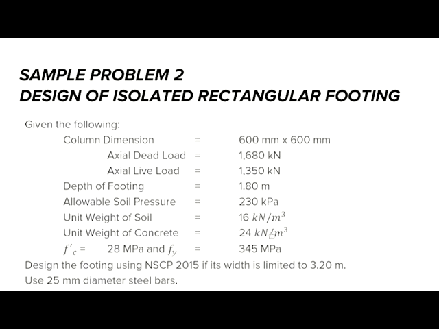Unit weight of concrete is 24 kilonewton per meter cube. F prime of C is 28 megapascal, the 28-day compressive strength of concrete, and the Fy is equal to 345 megapascal. Design the footing using NSCP 2015 if its width is limited to 3.20 meters. So the difference between the isolated square and isolated rectangular are the dimensions.